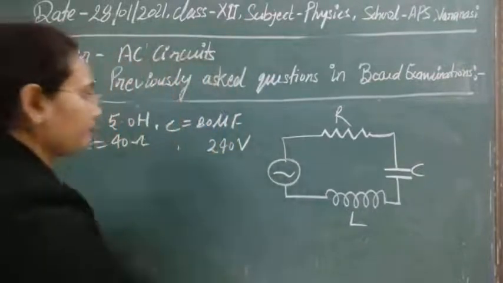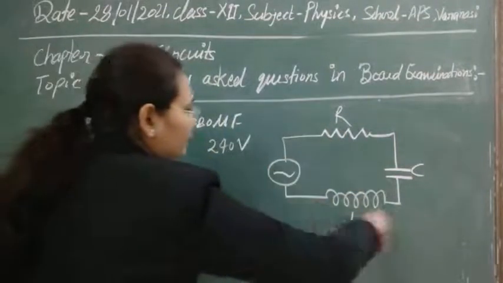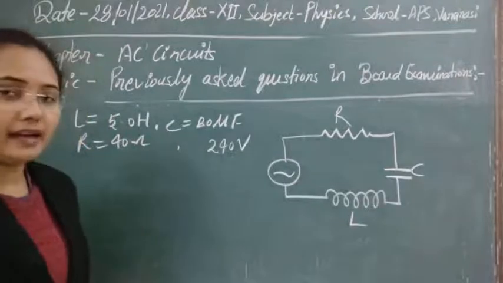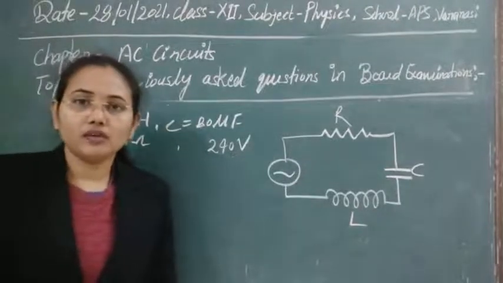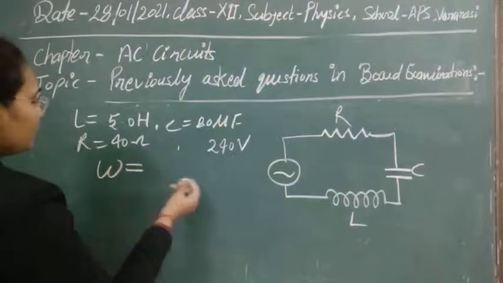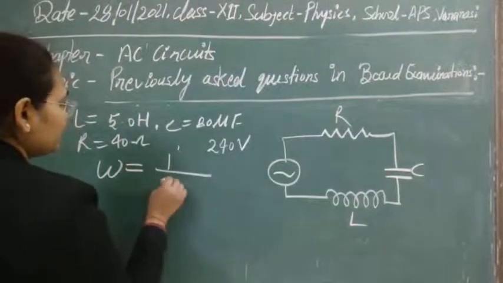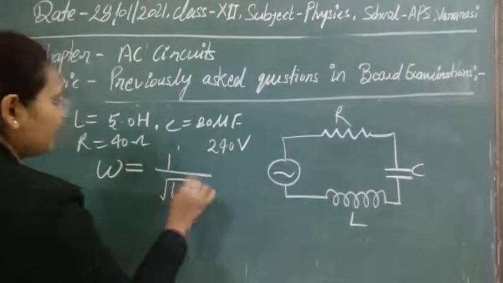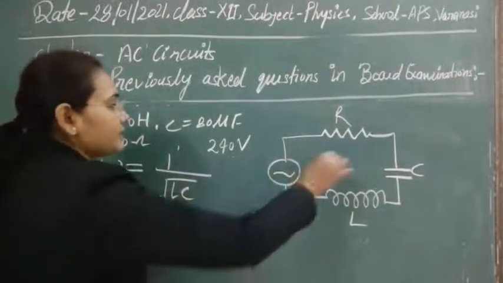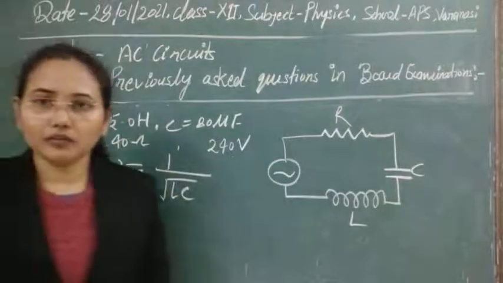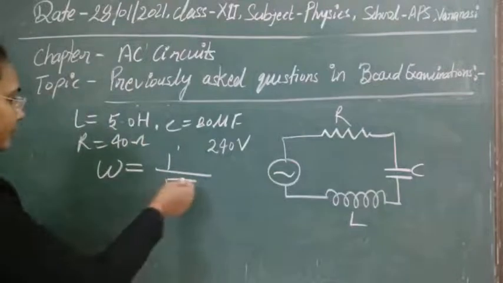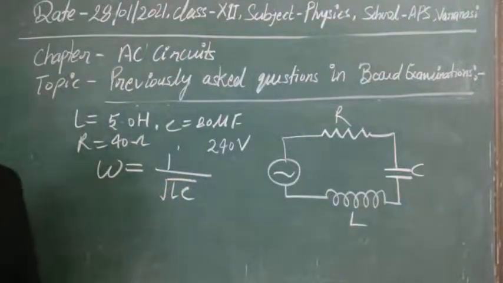So here, the resonance condition that we just obtained: at resonance, the frequency of oscillation in the case of the LCR circuit is given by omega = 1/√(LC). Here L is the inductance, C is the capacitance. Then we have to find the angular frequency of the source. So obviously omega is the angular frequency, and we have to find the value of omega here.